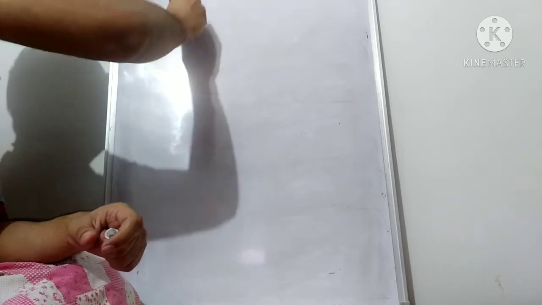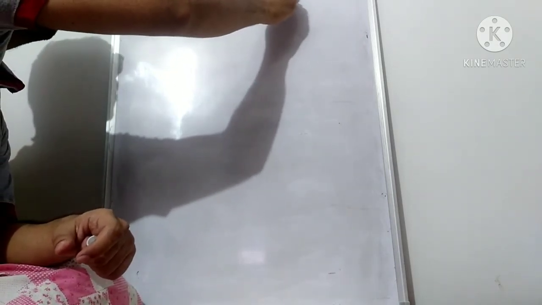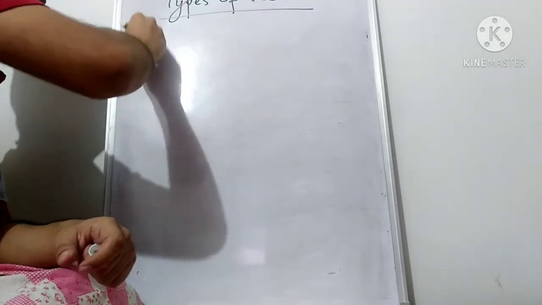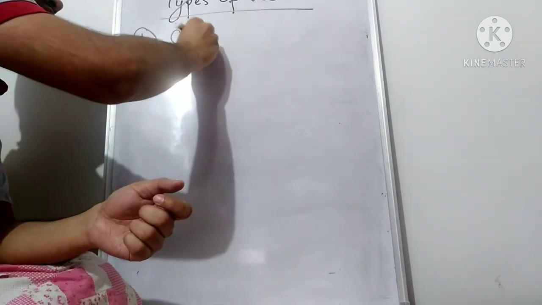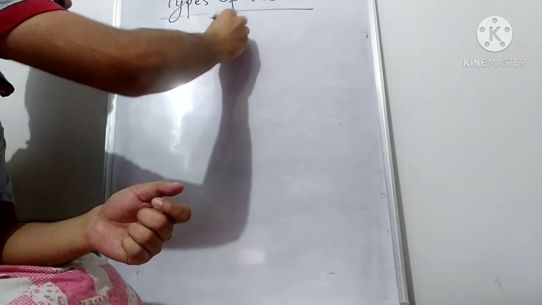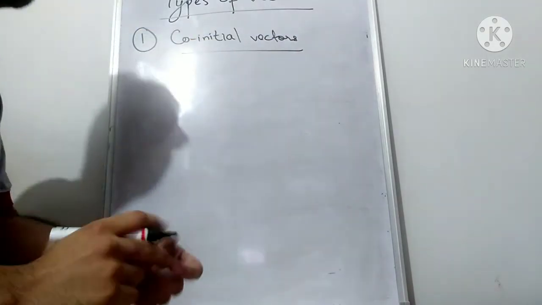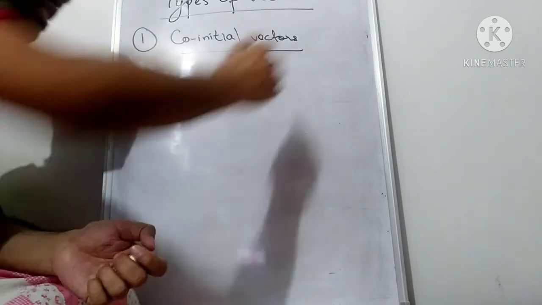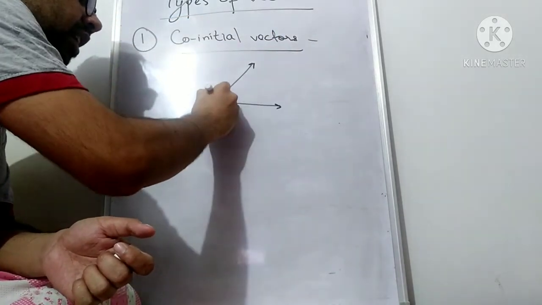So basically, different types of vectors. First, co-initial vectors. Okay, what are co-initial vectors? As the name suggests, those vectors which have the same initial point or same starting point.